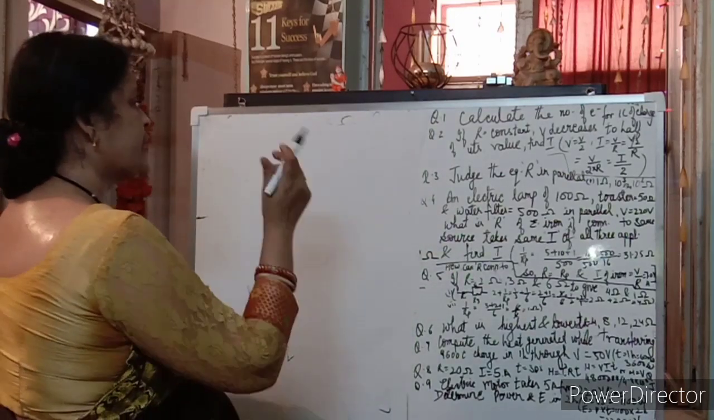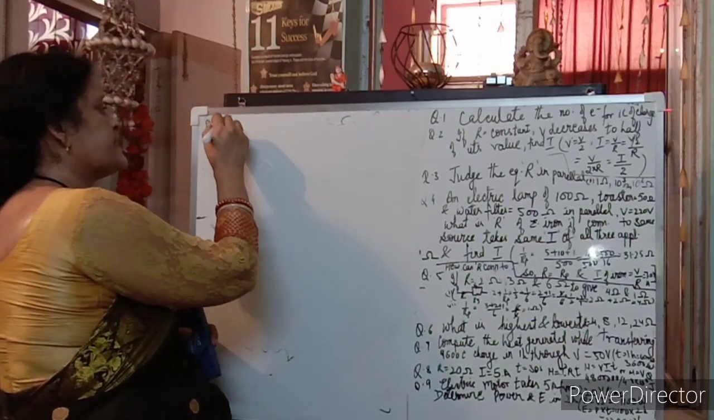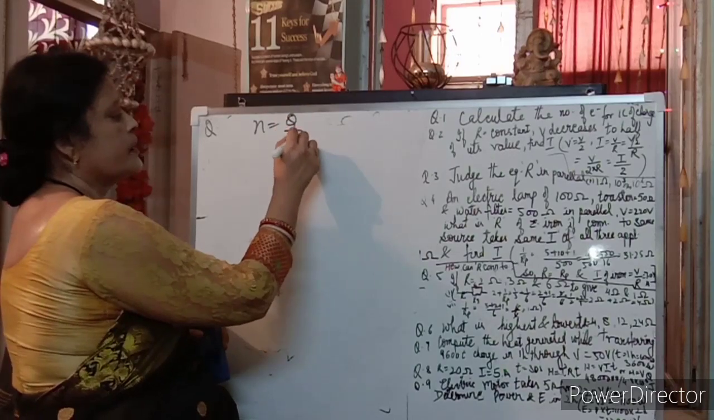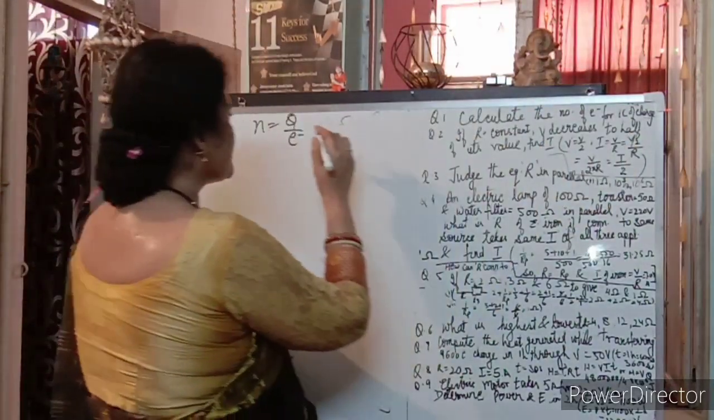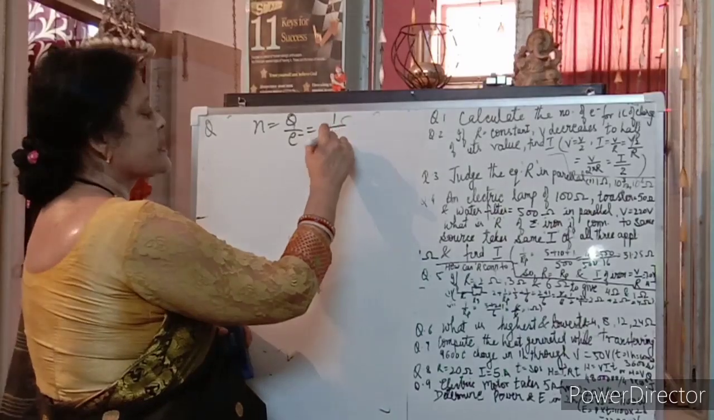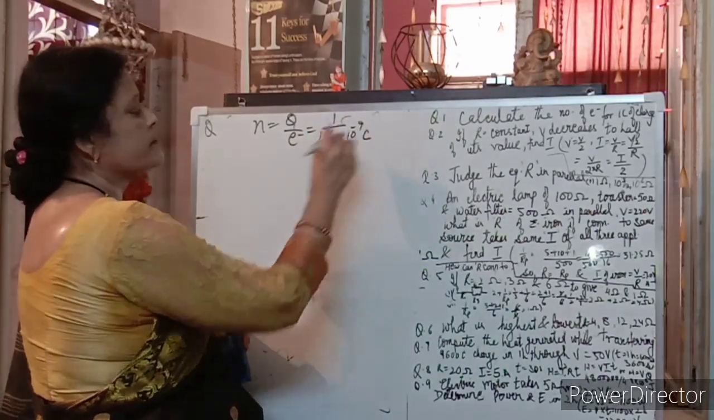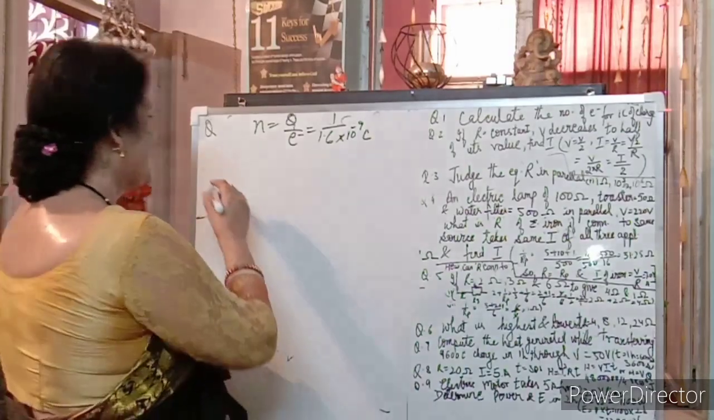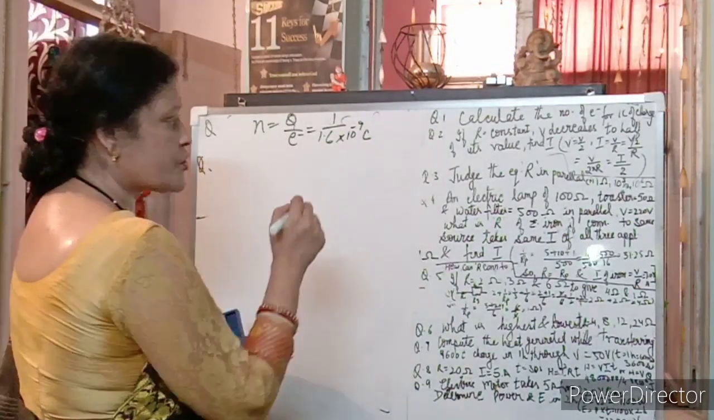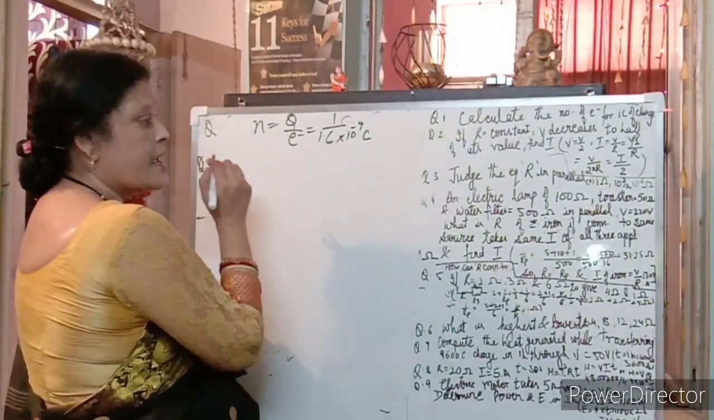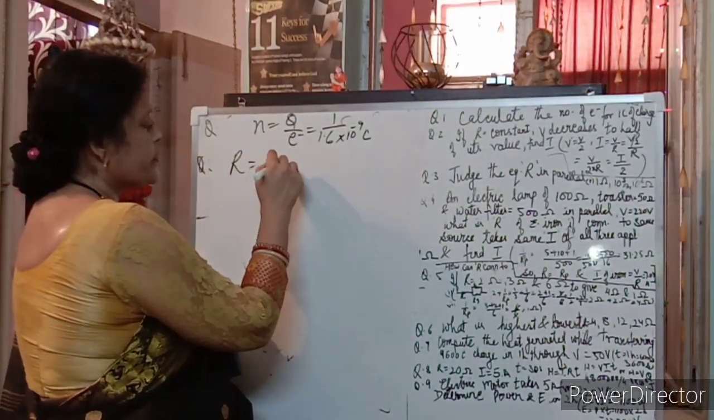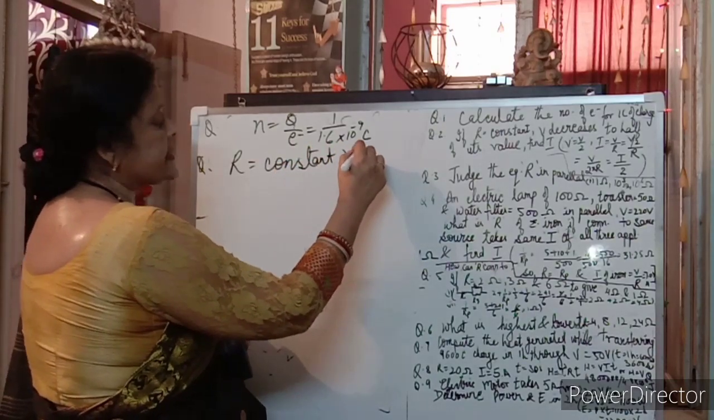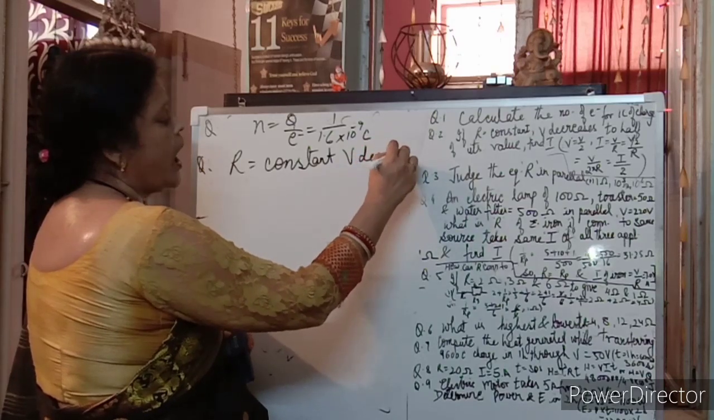Now, next is calculate the number of electrons. This is again in your NCERT. Calculate the number of electrons means N is equal to Q upon E. Q upon E, the Q given is 1 coulomb. So 1 upon 1.6 into 10 to the power minus 19 coulomb, and you can find it out. Right? Direct formula is there. Next question comes. If R is constant, very easy, very important again. If R is kept constant, suppose R is constant and V is decreasing to half.